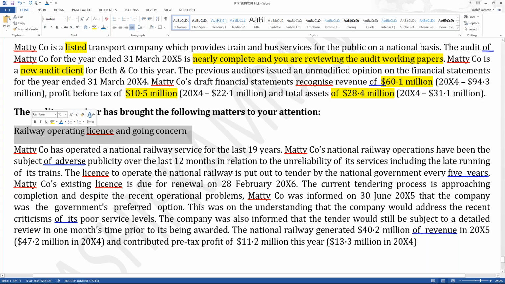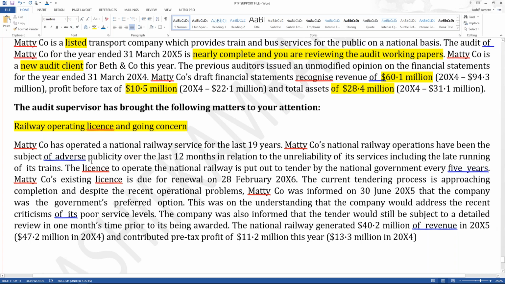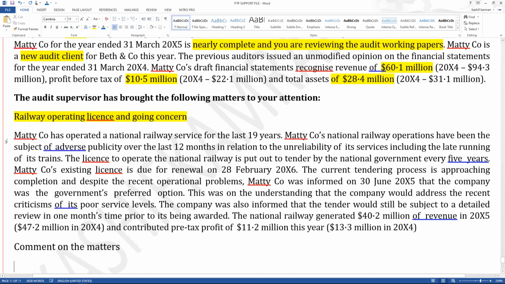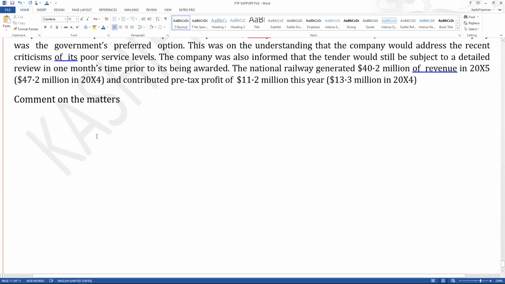The first matter is railway operating license and going concern. Let's see what's the issue. Comment on the matters, so let's prepare our answer. We have a total of 7 marks, I think, if I'm not mistaken. Let me confirm the number of marks. 7. And in the 7, we are not just commenting on the matters, we need to write the evidence as well, right? So let's start the journey first with the first matter, railway operating license.